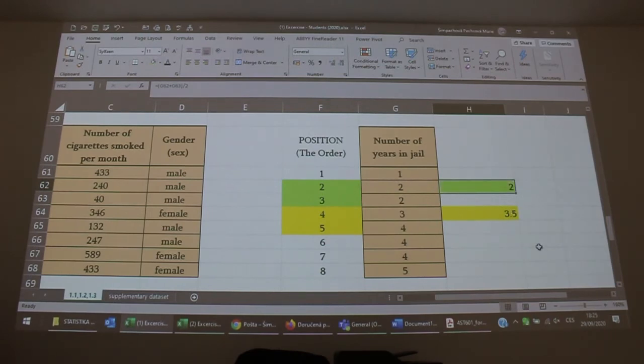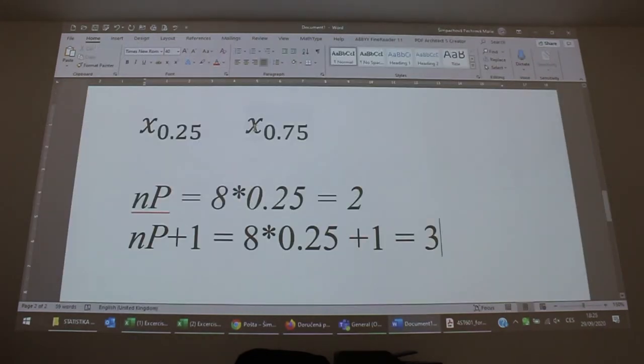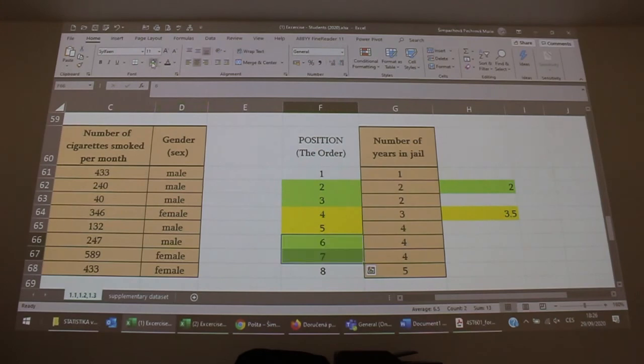result is 2, yes, and the same is for the third quartile, yes, with this p-value product 0.75. So you can calculate here 8 times 0.75 and here 8 times 0.75 plus 1, so there is result 6 and there is result 7. So between the 6th and 7th position you can find the third quartile. So what is placed between 4 and 4? Of course 4, yes, so 4 is the third quartile.